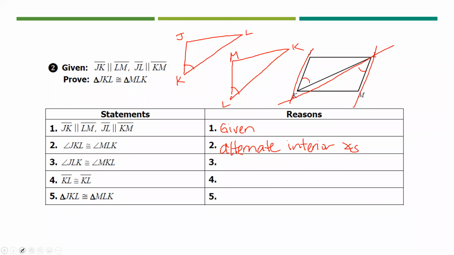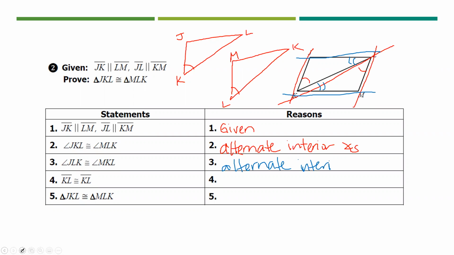Okay, we're back in business. So it says that angle JLK, that's here, is congruent to MKL. Well, those would be alternate interior angles also, since the top is parallel to the bottom. So we've got alternate interior angles again.